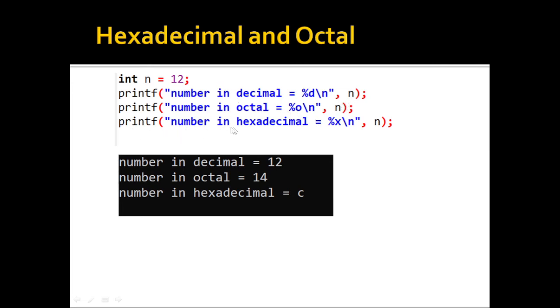And the third one, hexadecimal, is %x. Again, I'm using the same variable. So all of these are actually equal to 12 in decimal. The first one will display normally in decimal, and the second one will display in octal. So 12 in decimal is equivalent to 14 in octal. And 12 in decimal is equivalent to C in hexadecimal.